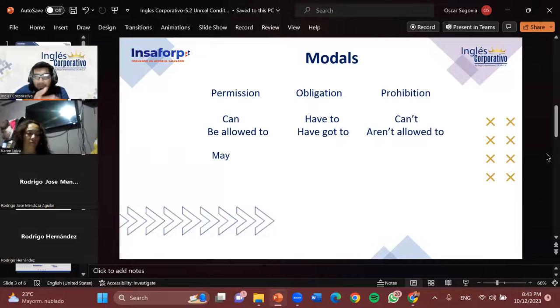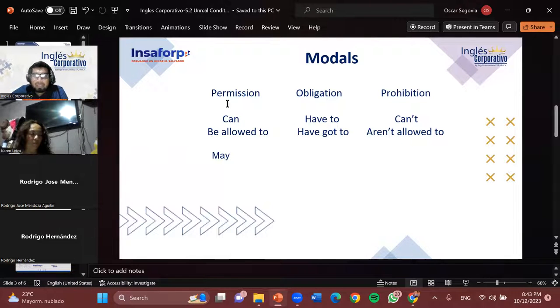So aren't allowed to is directed towards people with more respect, instead of simply saying can't, because can't sounds more like an obligation, a prohibition, right in your face. But aren't allowed to is more like an explanation, telling them, "Yeah, you're not supposed to do that. You cannot do that because of this and that reason." So aren't allowed to, as I said, sounds more friendly to some extent, but it's still a prohibition.